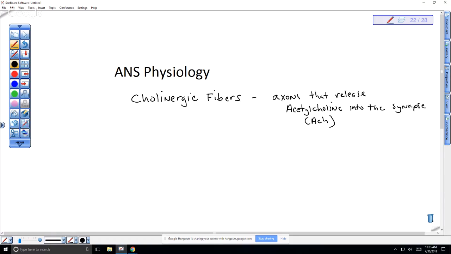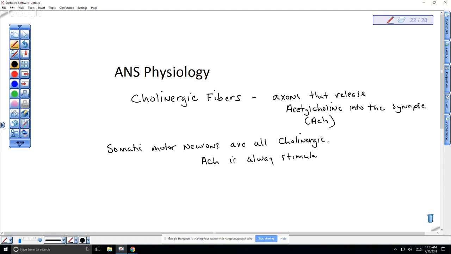Okay, so when we look at the somatic motor neurons, they are all cholinergic. In the case of this, acetylcholine is always stimulatory. So ACH is always stimulatory when it is released in the synapse with skeletal muscle.